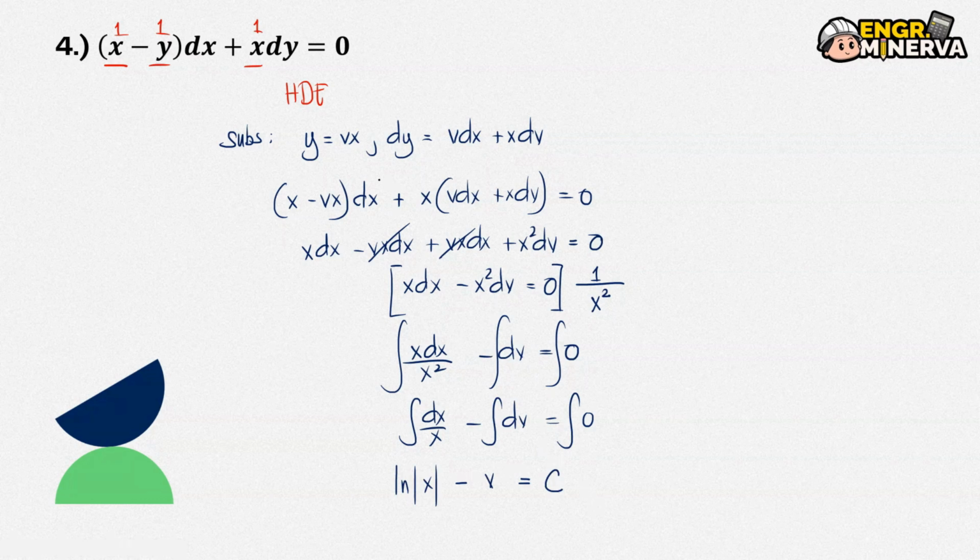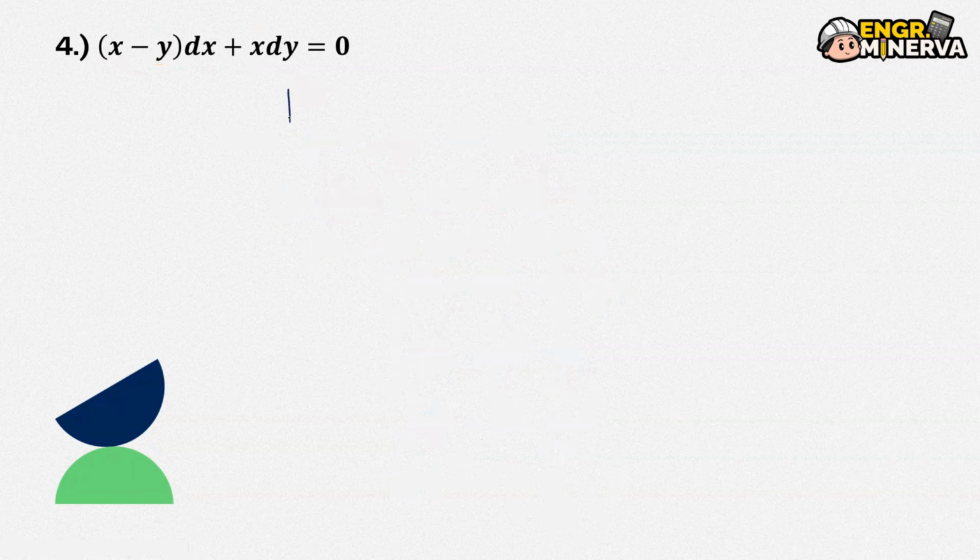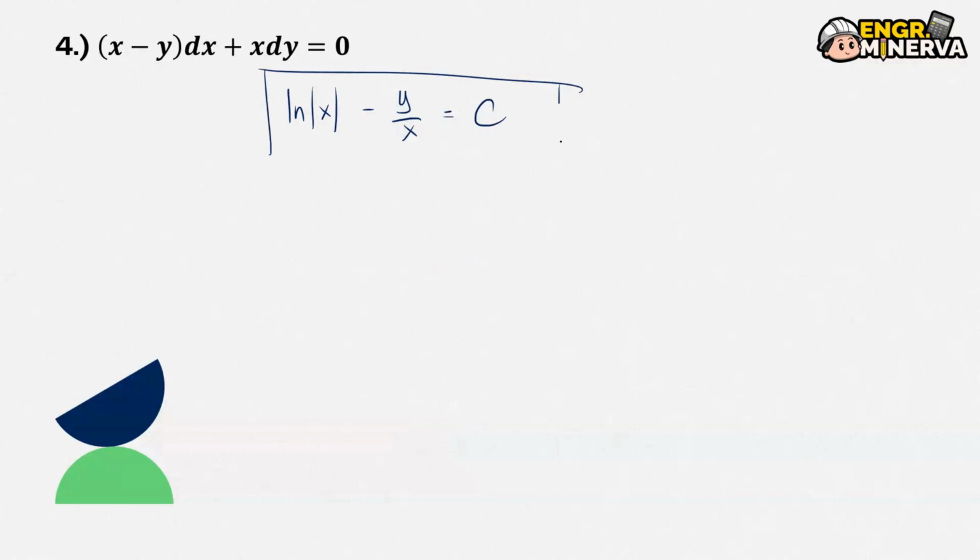But again, we substitute our v back. That would be v equals y over x. Okay? So our final answer would be ln of x plus y over x equals c. Okay?